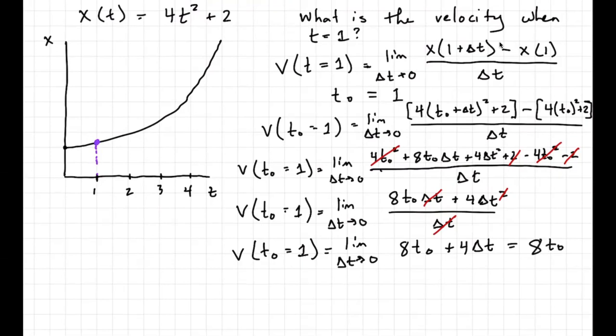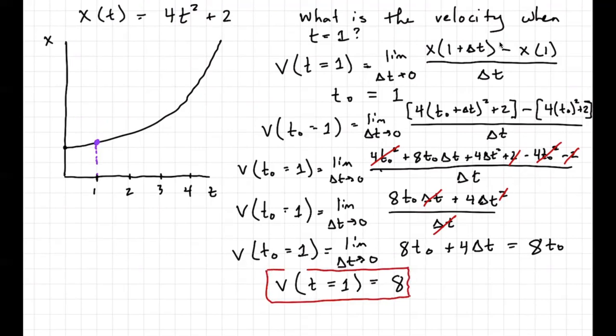So t naught is 1 here. So the velocity when time equals 1 equals 8. That's it. I didn't give any units, but that's probably meters per second or centimeters per second or something like that. So that's our answer here. One thing I'll point out, to go backwards one step.